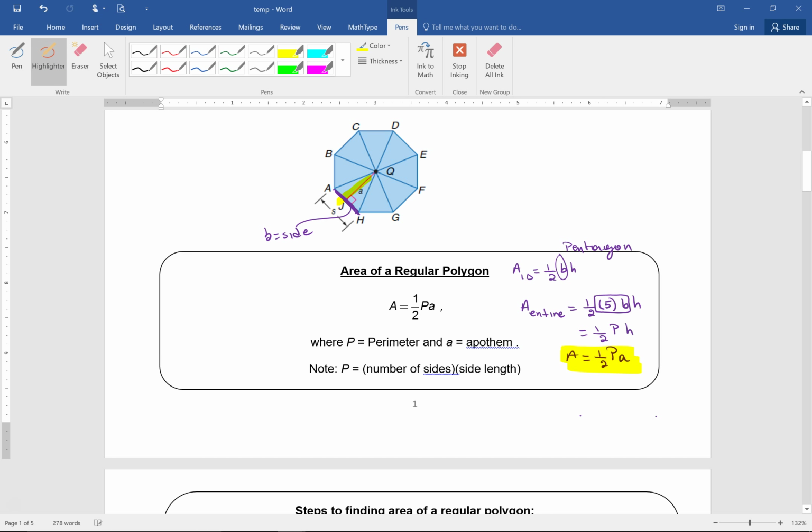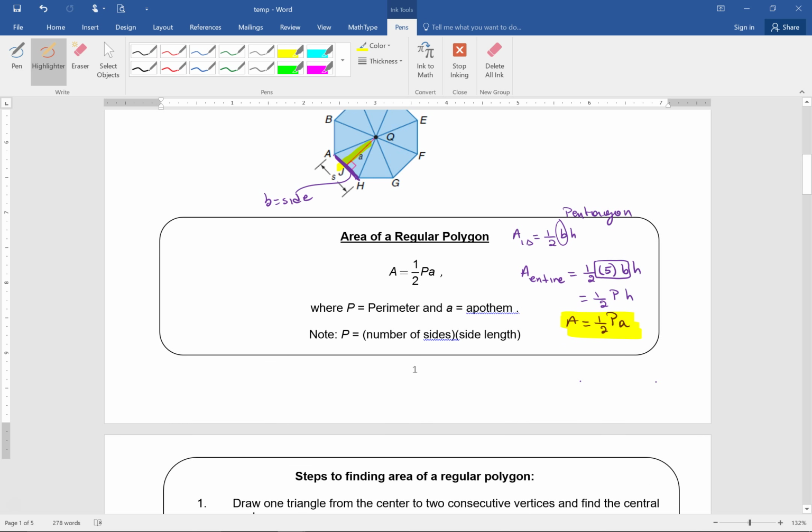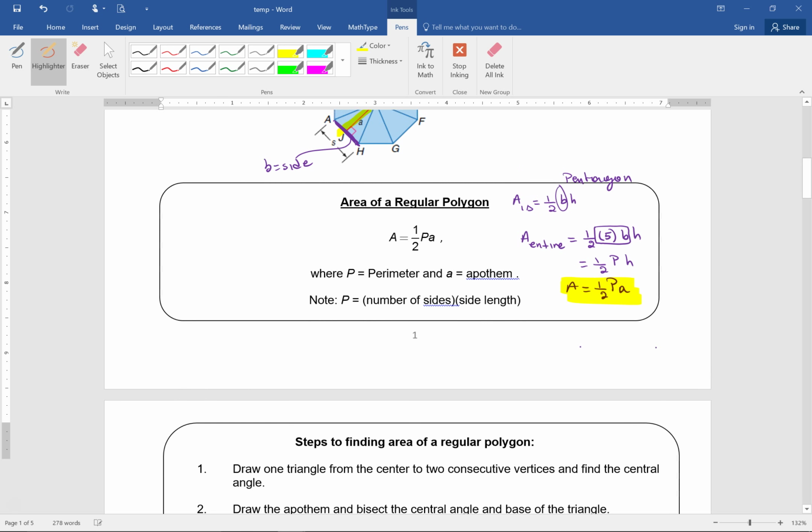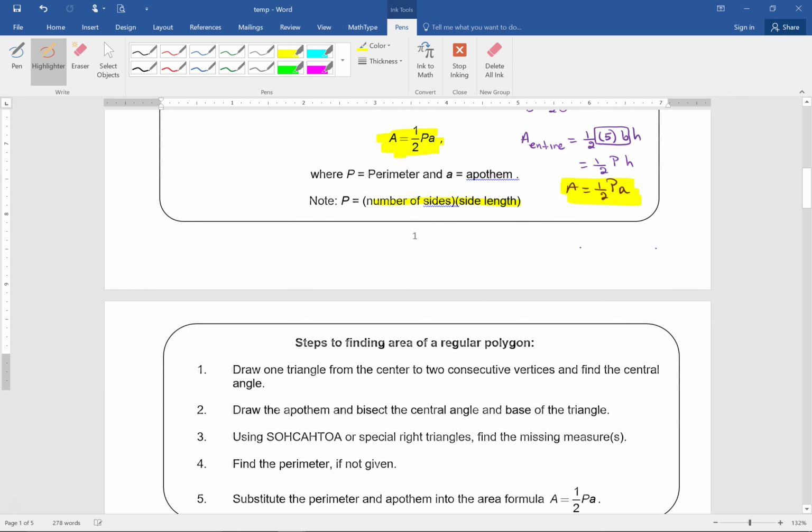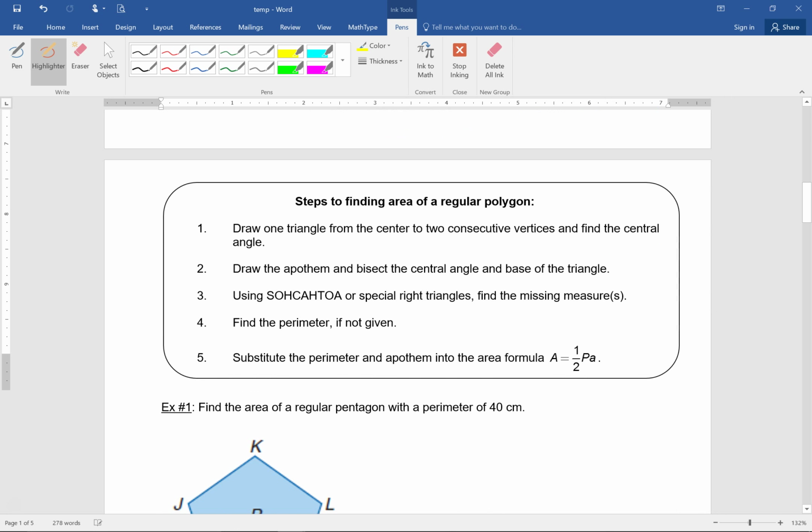You can derive it any which way. Okay, so that's the area of it. So the area of a regular polygon is half times P times A. P is the perimeter, and P is the number of sides times the side length, which we already talked about.